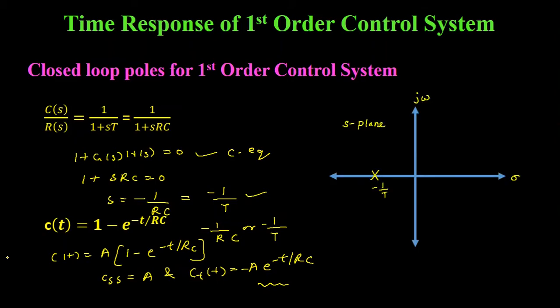This is the pole zero plot of the first order control system when subjected to unit step input. Here we got only one pole at s equal to minus 1 upon T in the left half of the s plane. The transient response totally depends on the values of R and C. So if the values of R and C change, then the output will behave in a different way, as the rate of decay will change without any change in the steady state.